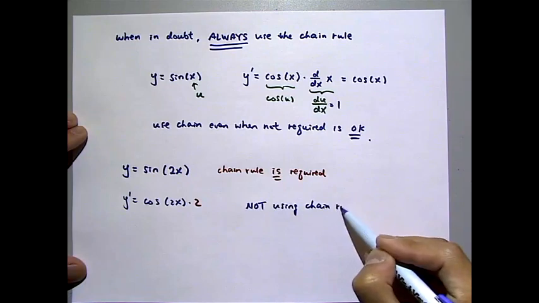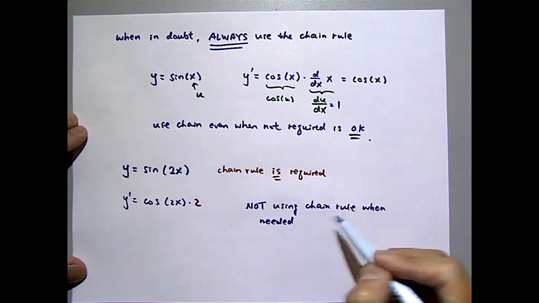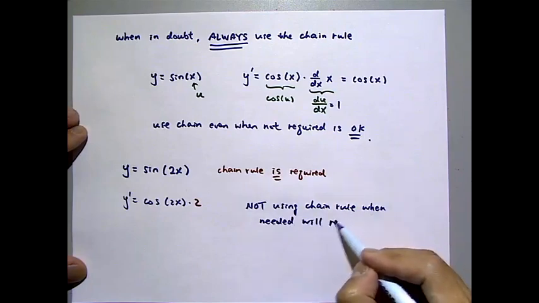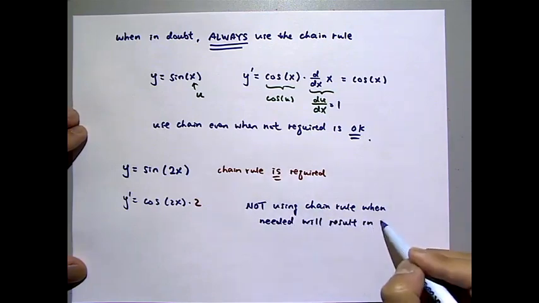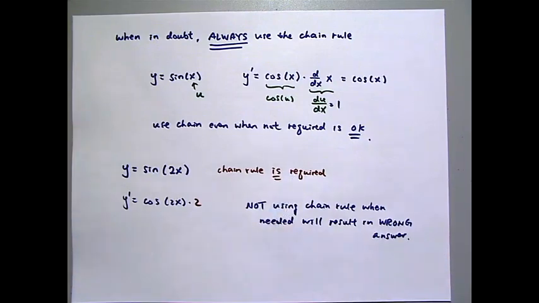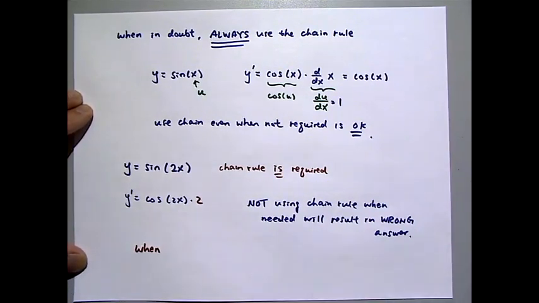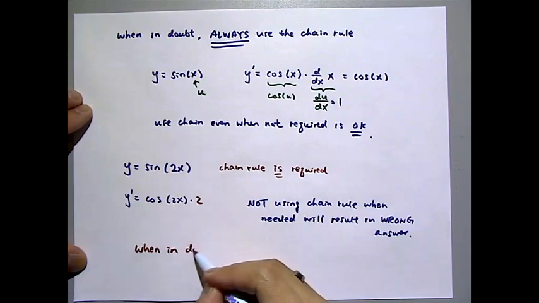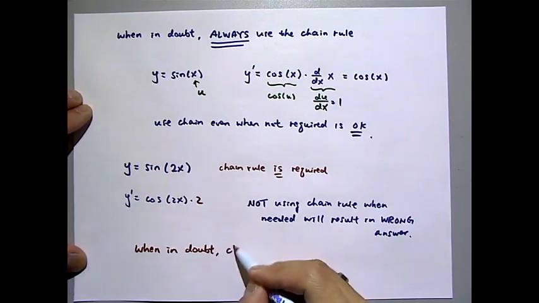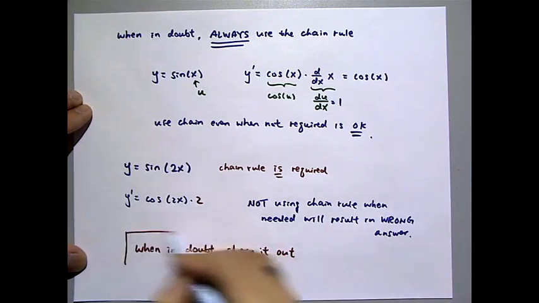Not using the chain rule when needed will result in the wrong answer. Okay, so let's put it this way: when in doubt, chain it out. That's horrible, but remember that.